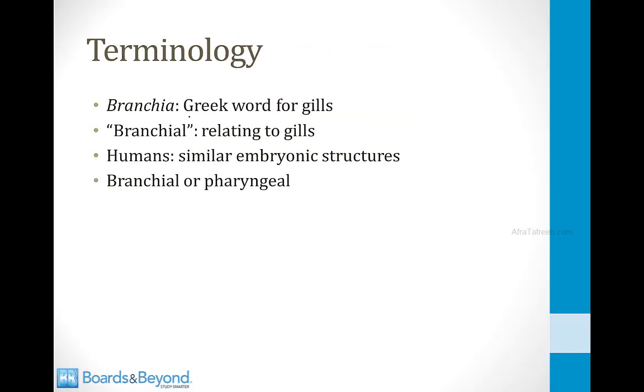head and neck. Let me pause and briefly mention some terminology. The word branchia is the Greek word for gills, so a branchial structure is an embryonic structure that develops into the gills in fish. Now, humans have similar embryonic structures to those that develop into the gills in fish, so you will sometimes see textbooks refer to the pharyngeal apparatus as the branchial apparatus. It means the same thing. We usually call it pharyngeal in humans because humans do not develop gills, but the embryonic structures are so similar that many textbooks will call them branchial.